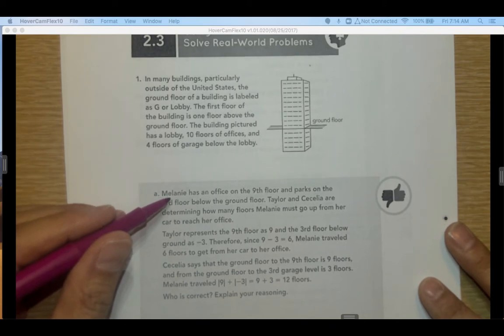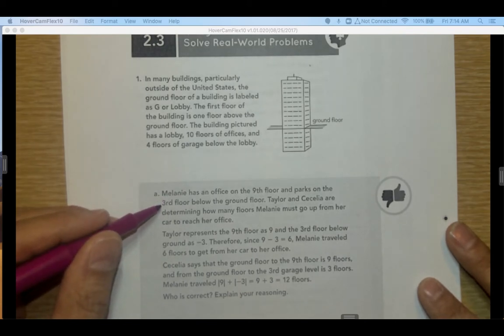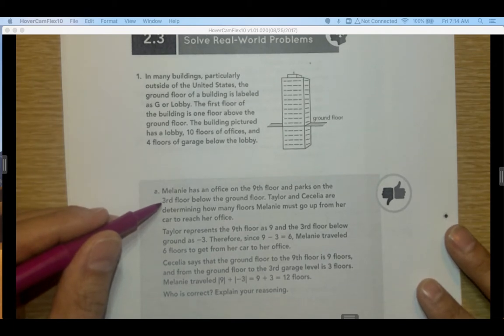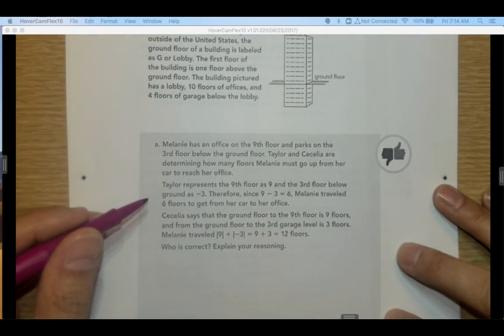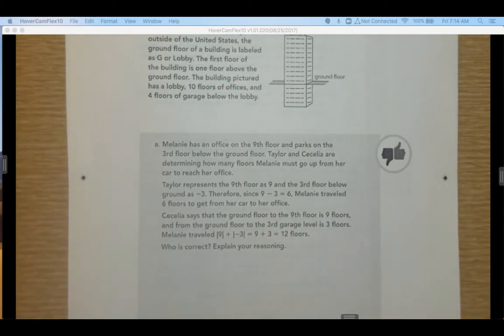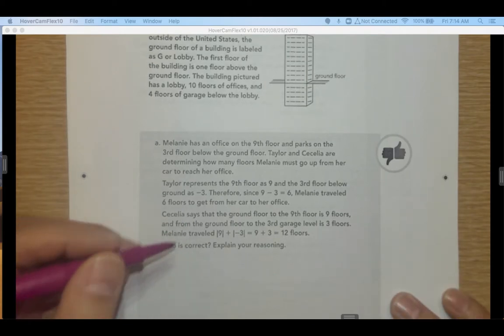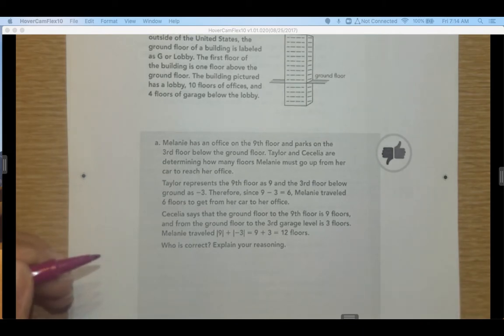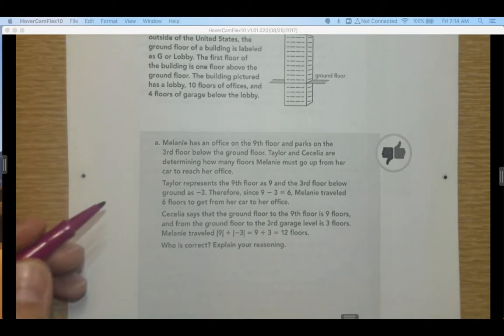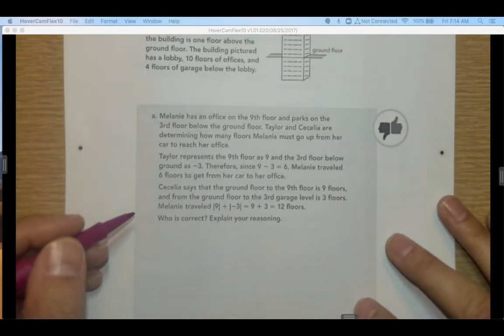Melanie has an office on the 9th floor and parks on the 3rd floor below the ground floor. Taylor and Cecilia are determining how many floors Melanie must go up from her car to reach her office. Taylor represents the 9th floor as 9 and the 3rd floor below ground as -3. Therefore, since 9 minus 3 equals 6, Melanie traveled 6 floors to get from her car to her office.